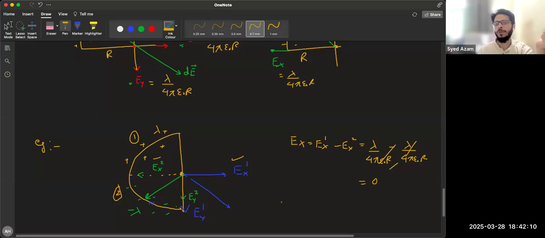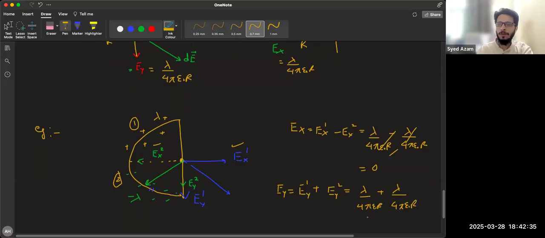Ex will be 0. Similarly, if I calculate Ey, for Ey, will we subtract them or add them? We'll add them. So that is Ey1 plus Ey2. So that's lambda by 4 pi epsilon naught r plus lambda by 4 pi epsilon naught r. So that comes out to be lambda by 2 pi epsilon naught r.